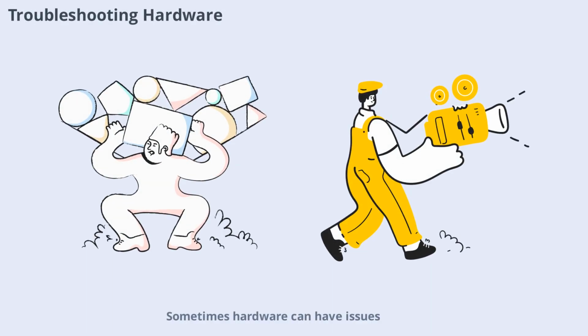Sometimes hardware can have issues. Maybe your mouse stops working or your printer won't print. Troubleshooting involves checking connections, restarting devices, or replacing faulty parts. Knowing how to identify and fix simple hardware problems can save you time and frustration.